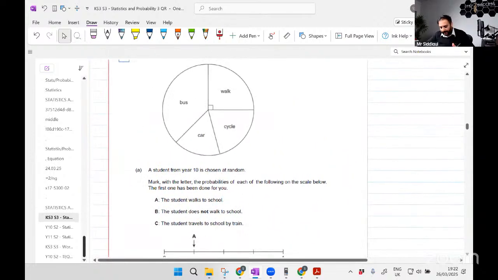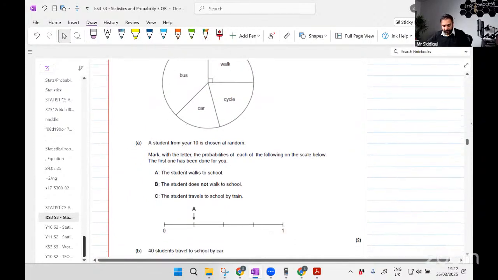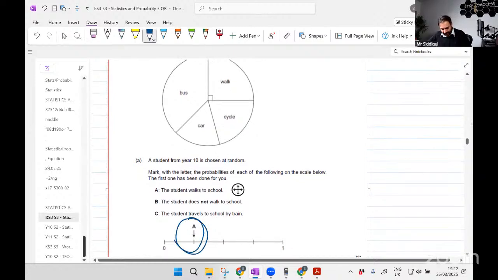Okay, well, walking to school is a quarter of this circle. So I would go with, well, it's a quarter, isn't it? So that's why A is there, because that's a quarter of the scale. That's a half. That's 3/4. I have to guess this.